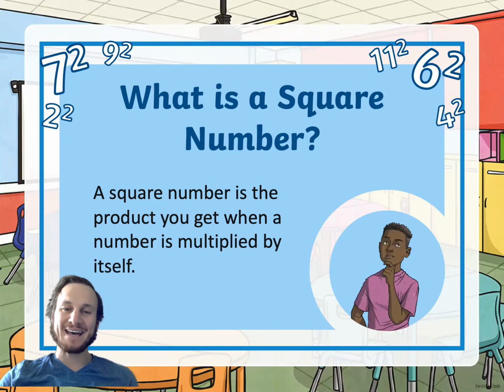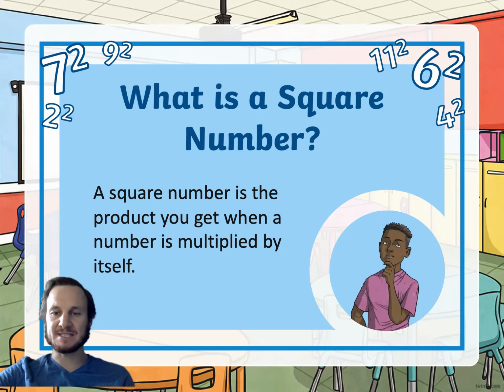Hi, and welcome back. Today, what we're going to look at is square numbers and cube numbers, and we might even touch on the square root of numbers. Now, you probably know a bit about this, but I want to explain why they're called square numbers and how it all works. A square number is the number you get when you multiply a number by itself.